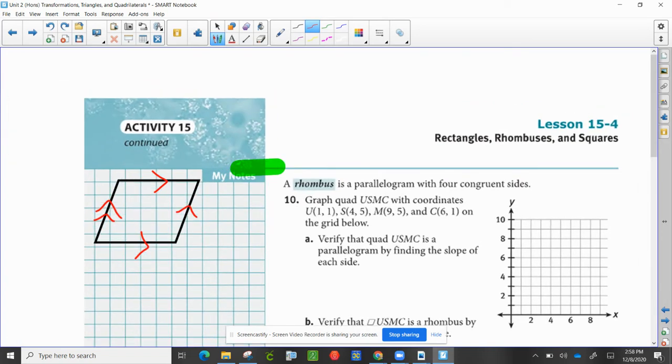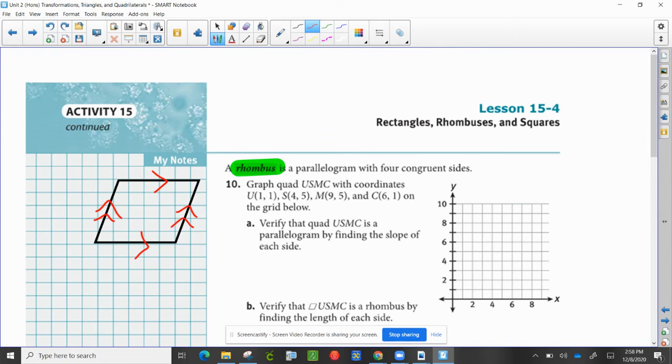And what makes a rhombus special is that all of your sides here are congruent. So you have 4 equal sides. So it means this side, this side. So similar to a square where they're all congruent sides. Okay, so let's talk about some properties of rhombuses then.